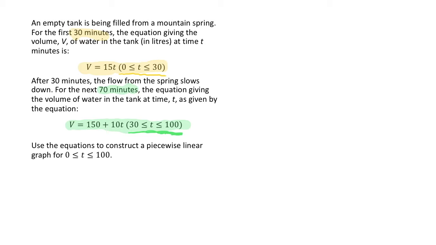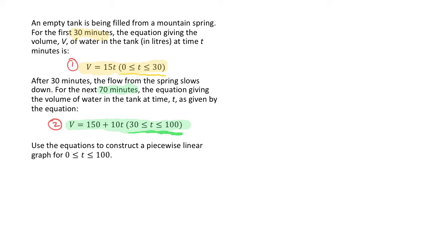The question is asking us to construct a piecewise linear graph. They've given us a lot of information that we can use in constructing this graph. The graph is going to consist of two equations: our first equation, when it's filling at 15 liters per minute, and our second equation, when it slows down to 10 liters per minute.